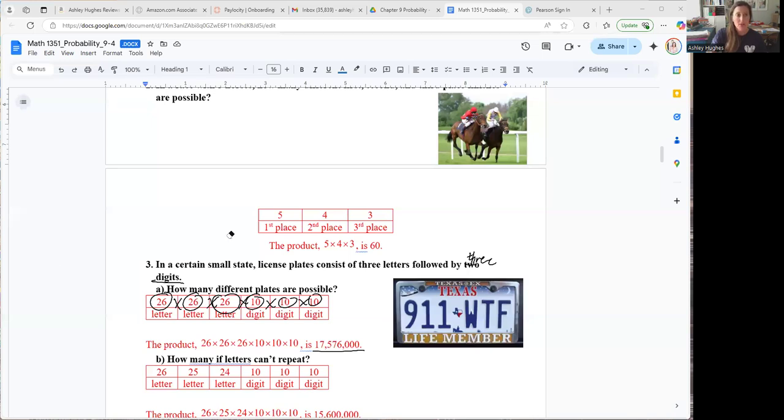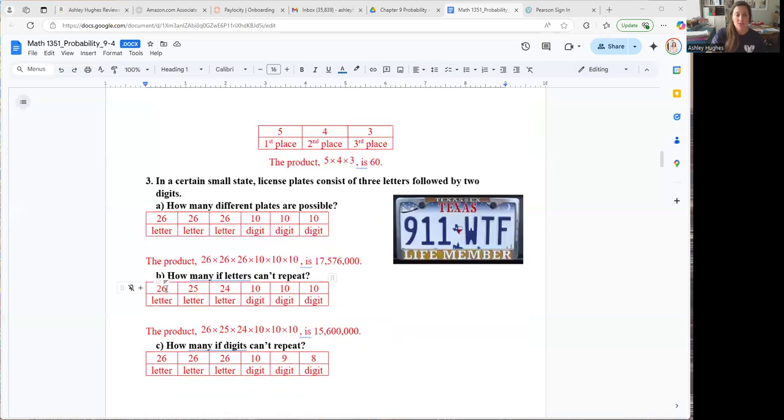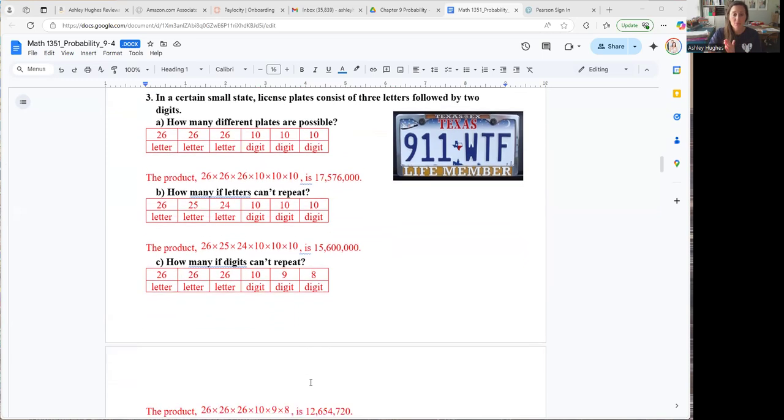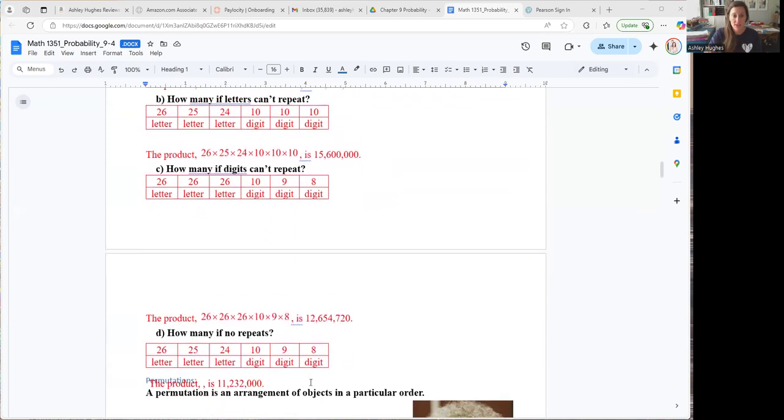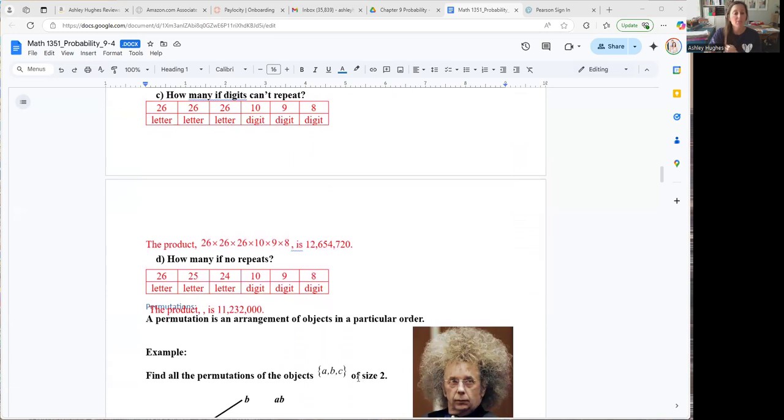Now, if letters cannot repeat, then all you have to think about is you don't get 26 every time. You have to subtract. So first you have 26 options, then 25, then 24, because you can't repeat the letters. But you multiply them just the same. If digits can't repeat, then same idea. It's just instead of the 26 going down, the 10 would count down to 9 and then 8. And again, you multiply them all together to get the answer due to the counting principle. If there's no repeats, you would be combining those two concepts, 26, 25, 24.